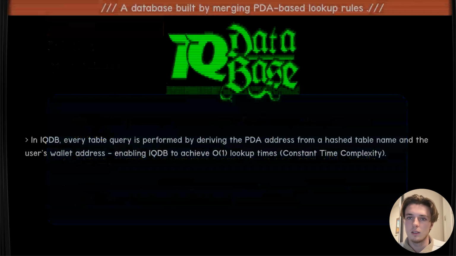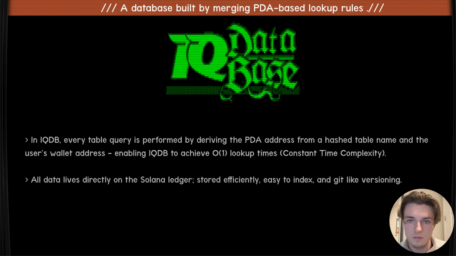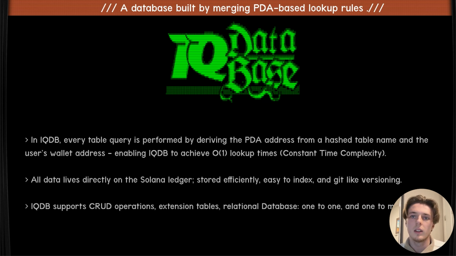Let's dive right in. Every table query is performed by deriving the table PDA from the hash of the table names and a user's wallet address. This allows the IQDB to achieve O(1) lookup times. All of this managed data lives directly on the Solana ledger. It is stored efficiently, easy to index, and complete with Git-like versioning. The IQDB supports CRUD operations, extension tables, and relational database structures of one-to-one and one-to-many.